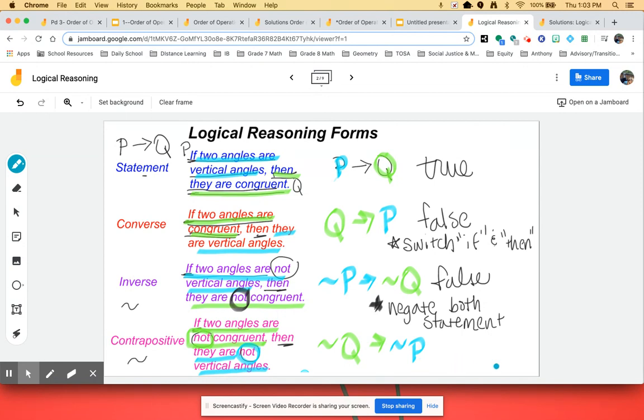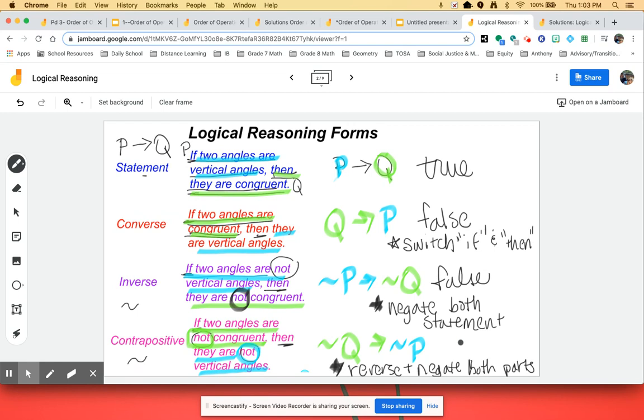So for this one, the rule is we reverse and negate the two parts. When we talk about reversing and negating, we're talking about from the original statement. So the rule here is we reverse and negate both parts.